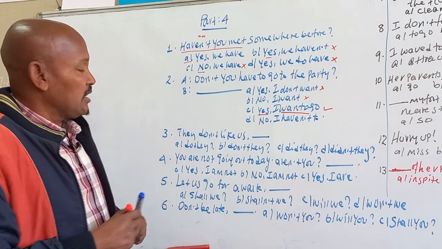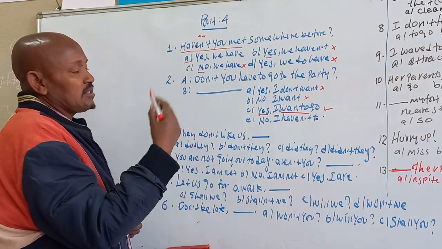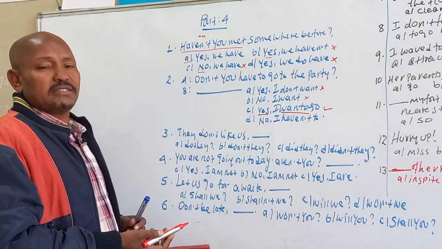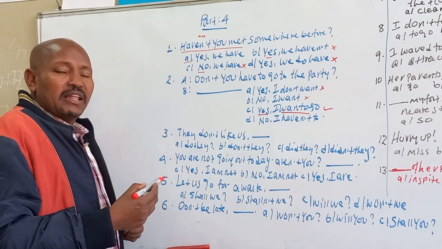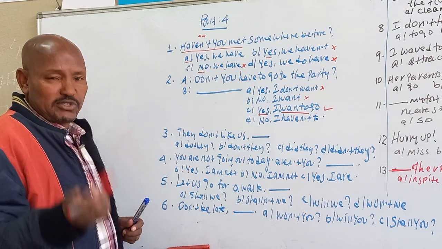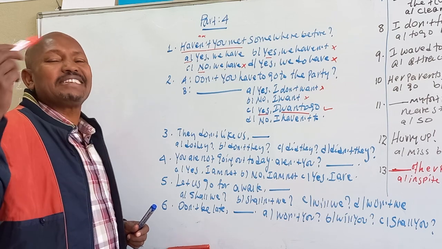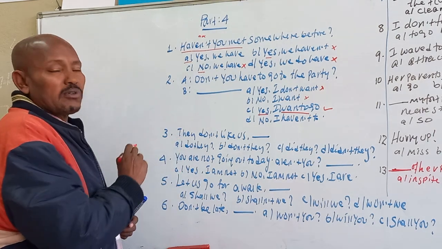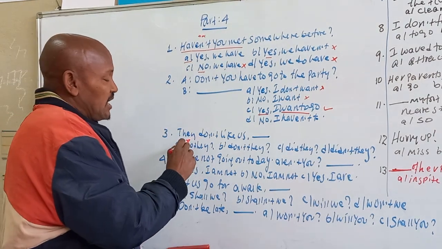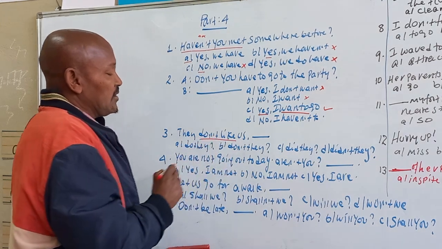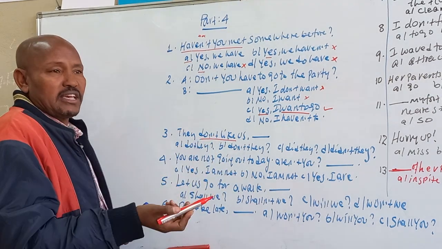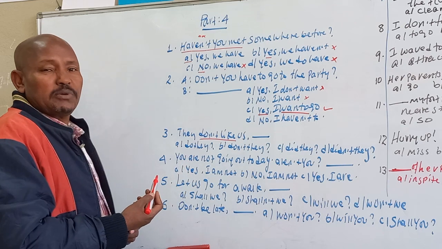If and only if the statement is positive, the tag question is negative. And the second rule, if and only if the statement is negative, the tag question is positive. From this essence, what is the answer for the question? Because the structure of the sentence here is negative, don't like us, which is negative, the response should be positive.